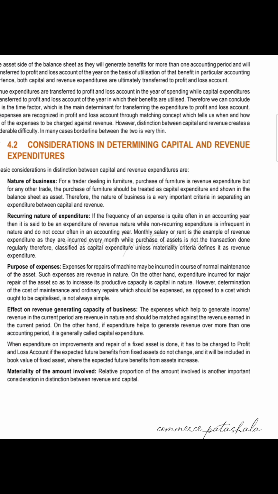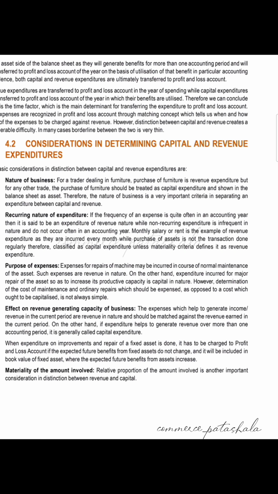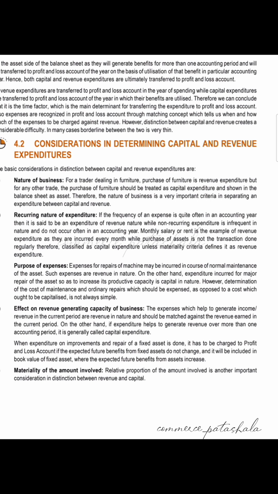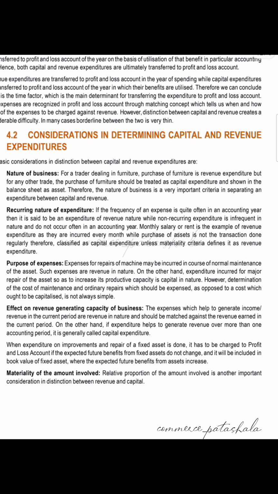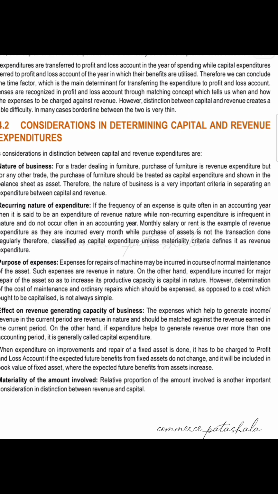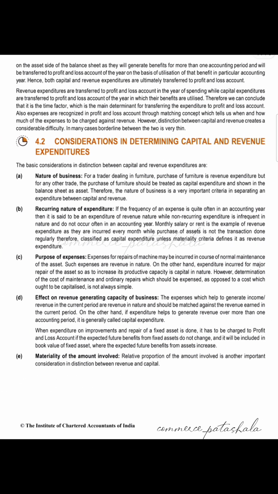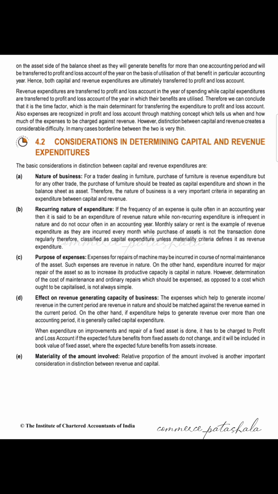But if the business is something different, where we use the furniture as an asset, then we say that the purchase of furniture should be treated as capital expenditure and shown in the balance sheet as an asset. But for the trader who is dealing in furniture, that means purchasing and selling it, he has to treat it as a revenue expenditure for running the business. So the nature of business is a very important criterion for deciding whether an expenditure is capital or revenue.